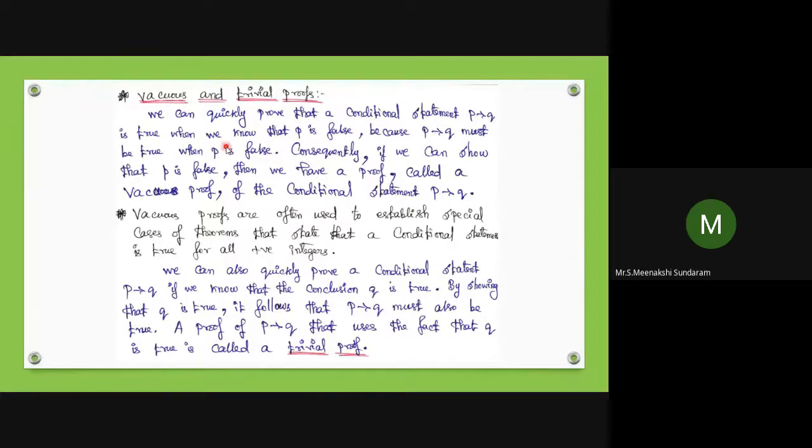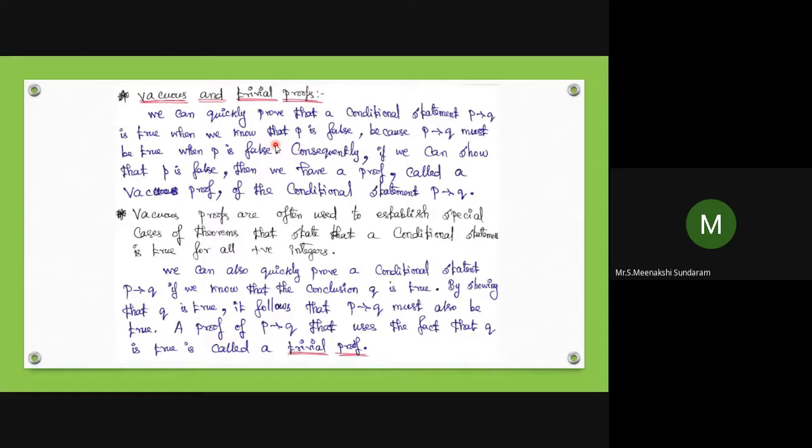We can quickly prove that a conditional statement P implies Q is true when we know that P is false. Already I told you, the truth table of P implies Q is false only for true, false. If the input is true, we check whether the output is true or false. Suppose the input is false, we don't bother about the output. The conclusion may be true or false, we don't bother when the input is false. That is the vacuous proof.